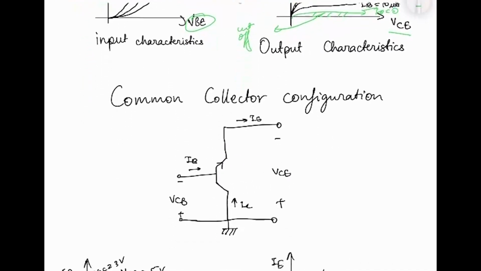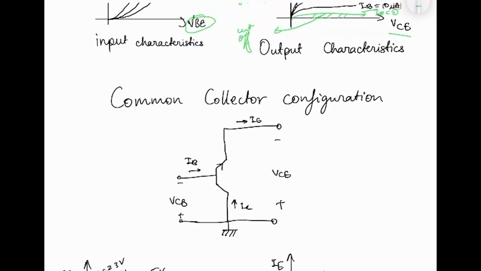Now coming to the last configuration, which is your common collector configuration. Here the input signal is applied to the base, output is taken from the emitter, and collector is common to both input and output.